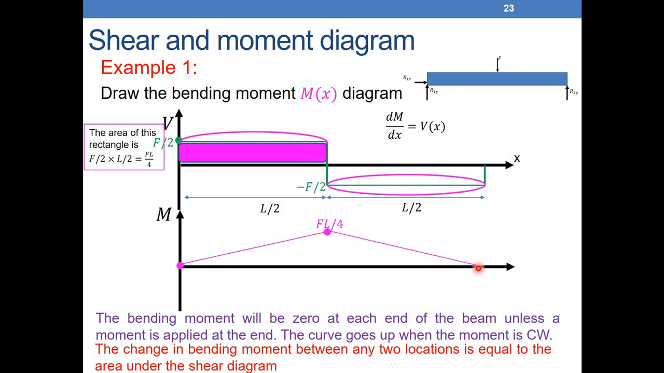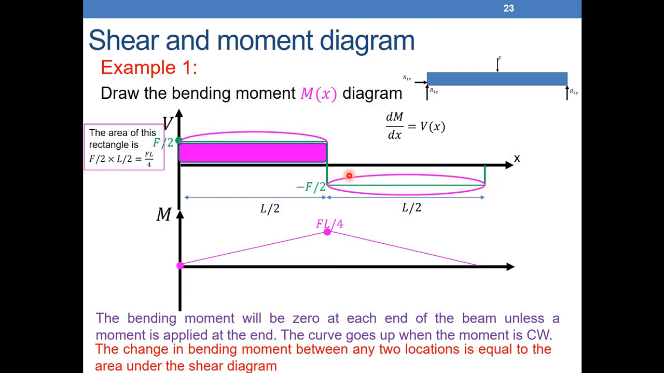We don't know where it will stop here. Before, I put it at 0 because of the symmetry. But let's assume I don't know where it will stop, and I want to check where this point will be. We know that it's a line. The change of the moment between this point here, FL over 4, and the point I want to find is equal to the area under the shear diagram. So what's the area under the shear diagram between L over 2 and L?